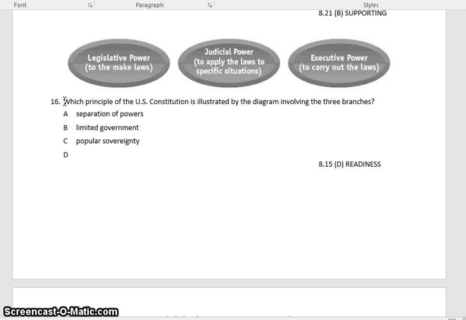16. Which principle of the U.S. Constitution is illustrated by the diagram involving the three branches? Executive power, judicial power, legislative power. They make the laws, apply the laws, carry out the laws. Is this separation of powers, limits of government, or popular sovereignty? Three different separate powers.